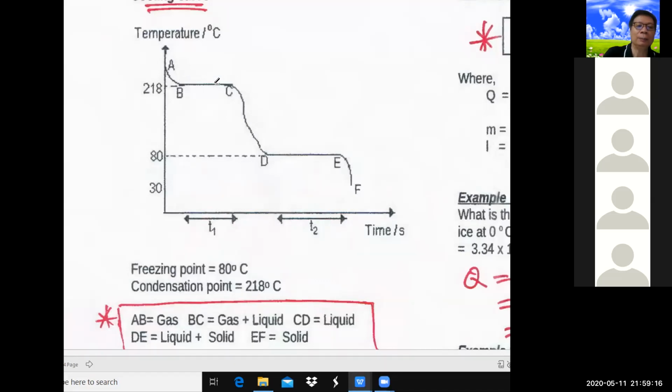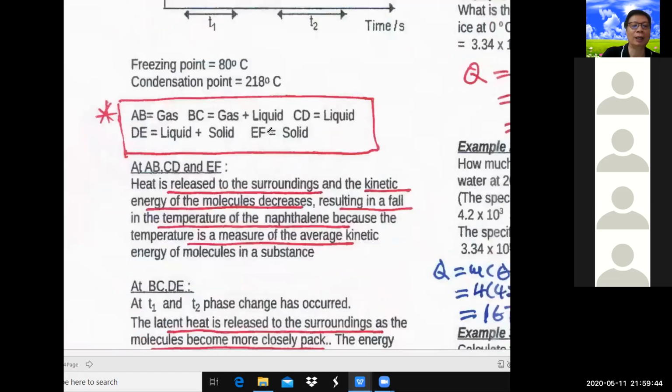Why here, temperature drops? Why here and here, temperature does not drop? I ask you to explain, why? When you cool down, why here does the temperature drop? Why here does it never cool down? Heat is released, but why does the temperature remain the same? Same answer as just now, you see.